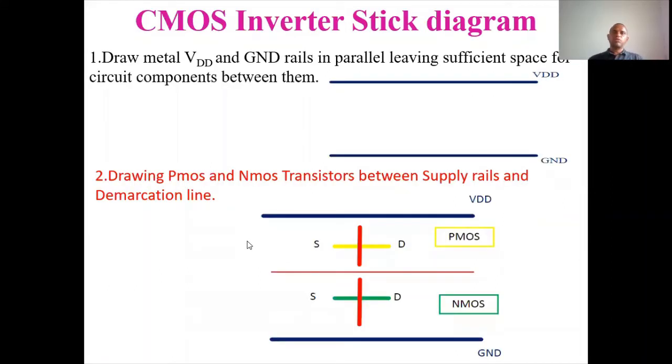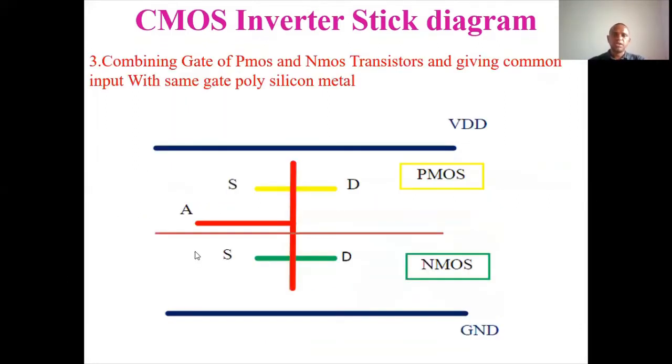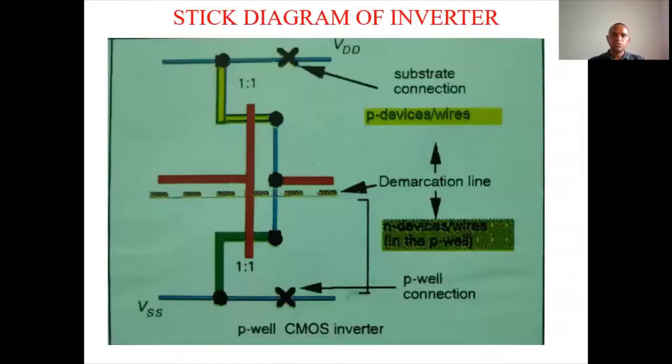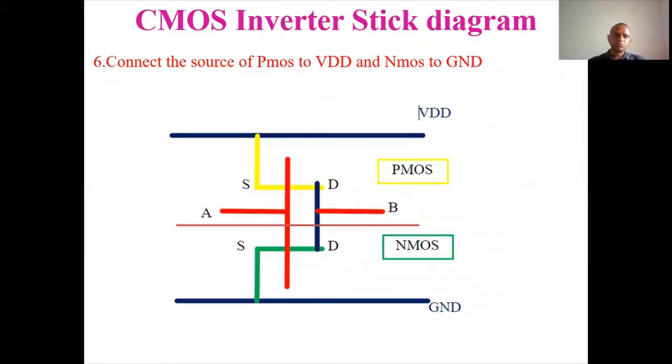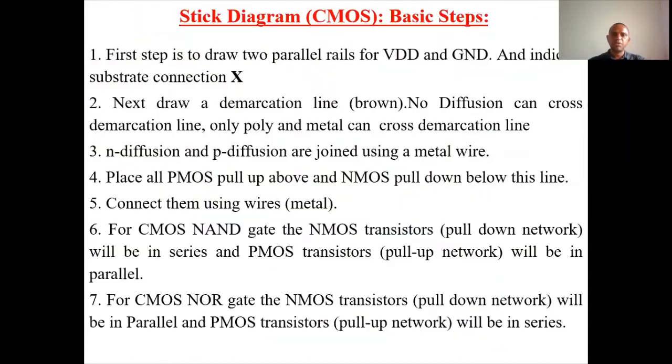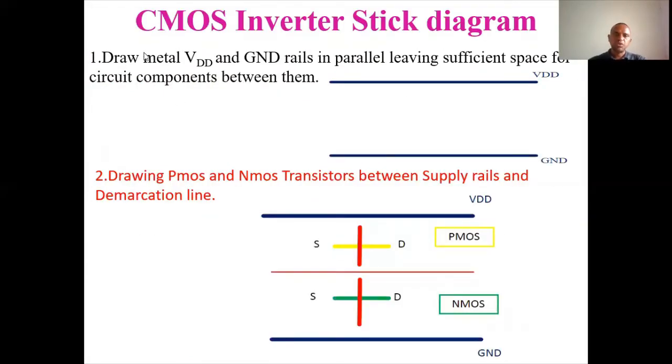Okay, now I will go with the stick diagram of the CMOS inverter circuit. I have already given the CMOS inverter circuit, which consists of a PMOS and at the same time an NMOS transistor. First, what we have to draw is the common process while drawing the stick diagram for both NMOS and PMOS. Draw the metal VDD and ground rails in parallel, having sufficient space for circuit components between them. So this VDD and ground I have drawn here.